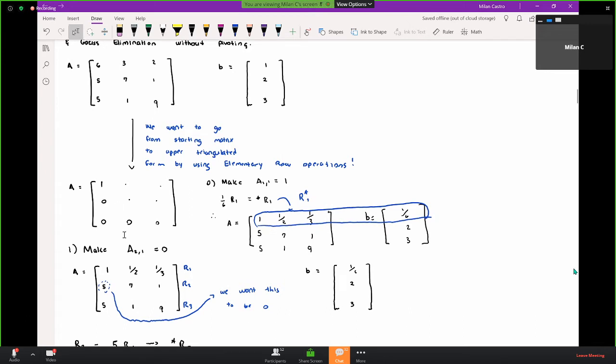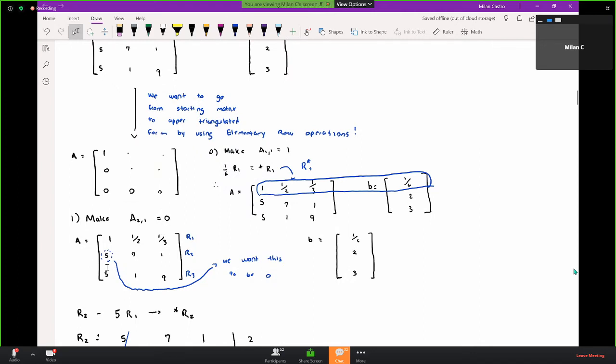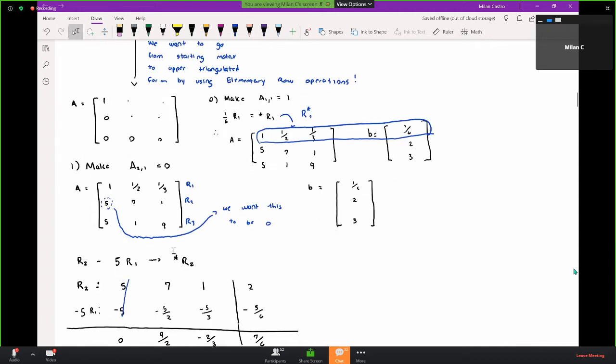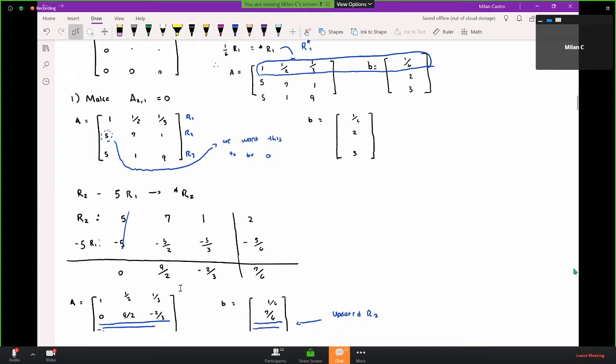So the next term we want to do is A21, and we want that to be 0. Since we want that to be 0, how can we get there? Since we made row 1 equal to 1, we can multiply row 1 by 5 and subtract it, and we can get rid of the term in A21 and turn that into a 0. So doing this, I ended up getting, if anyone has any questions, please stop me because I know this can be a little annoying to do.